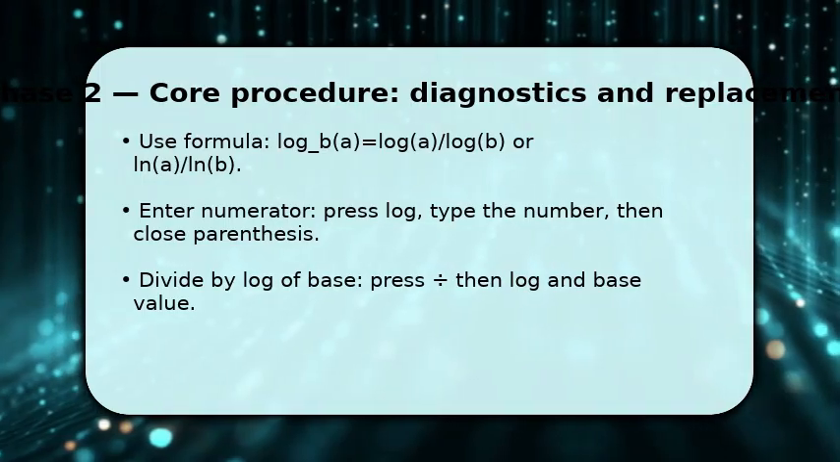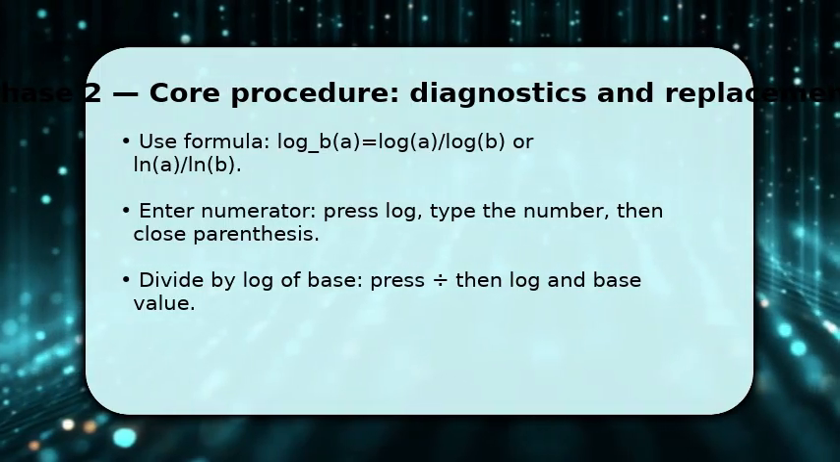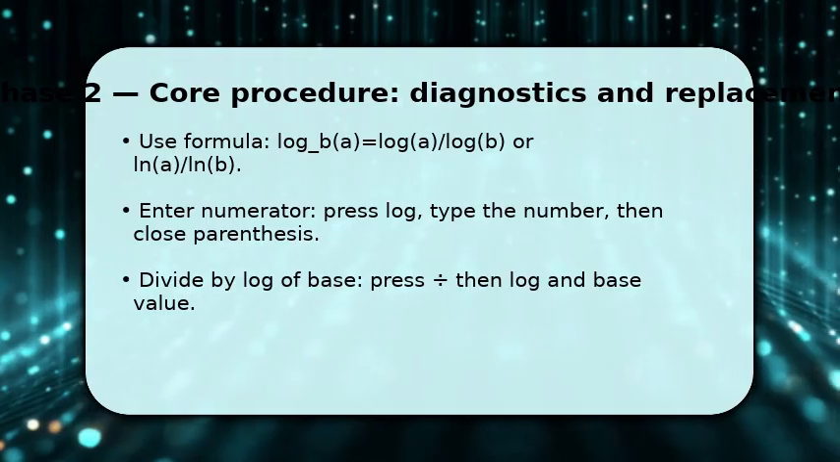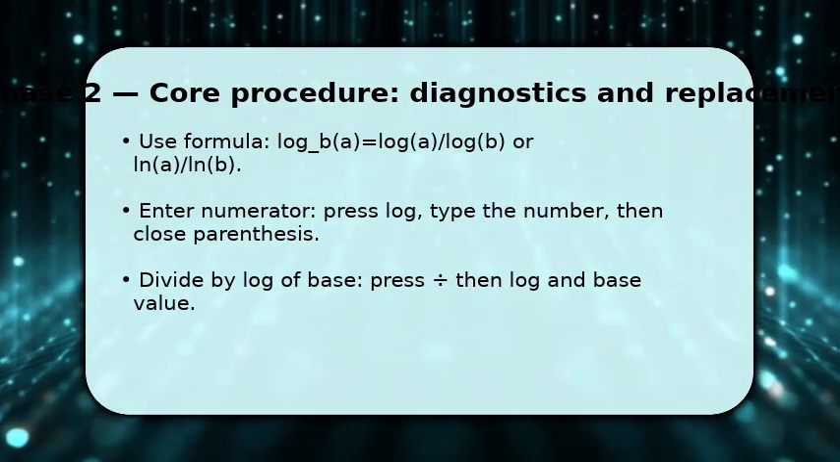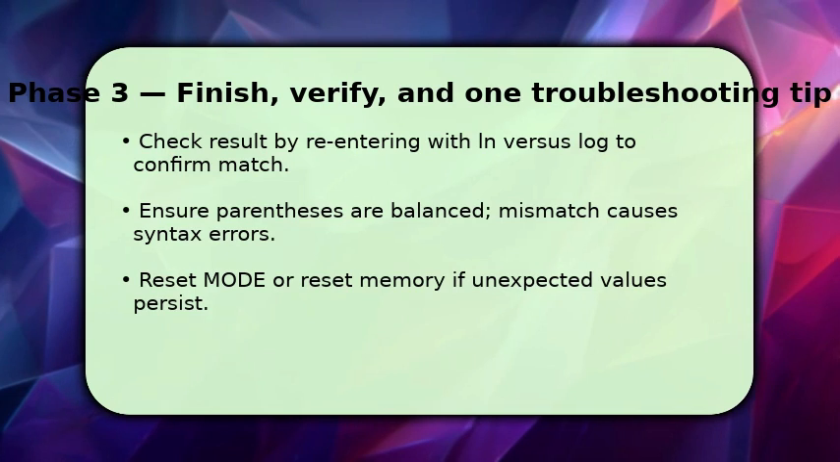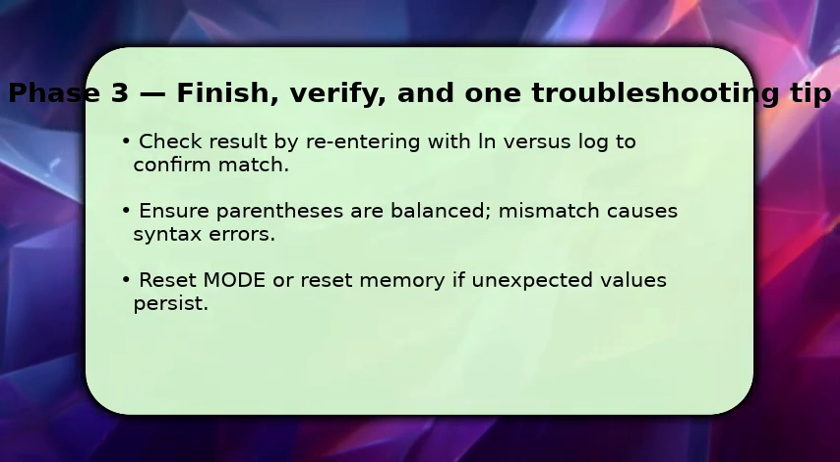If you need higher precision, use the Shift key and set up to increase digits. This helps when results seem rounded. You finish by verifying. Recompute the expression using ln instead of log. Both should agree, so discrepancies indicate input mistakes.